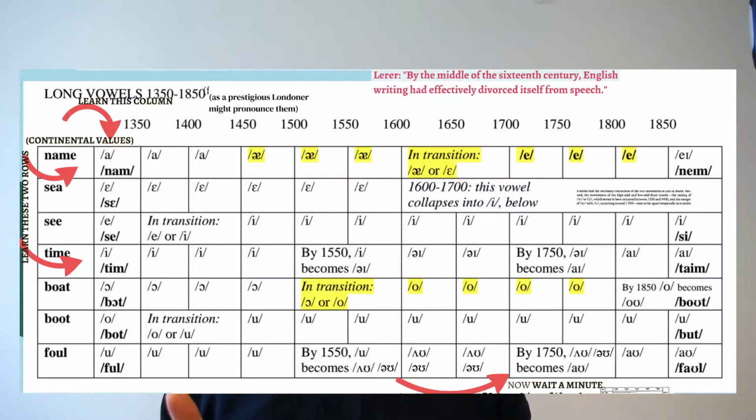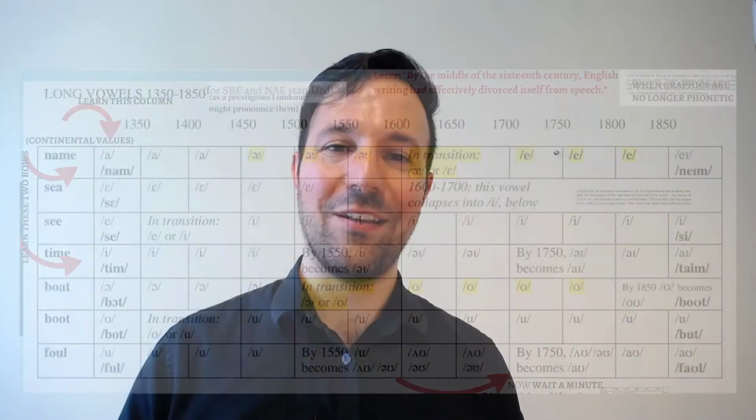House, hus, hus, hus, house, fool, house, fool. And then by 1750, those become house, foul. Now wait a minute, they don't become that for everybody. As many Canadian English speakers know, that change does not happen globally. In fact, few of these changes happen entirely globally.